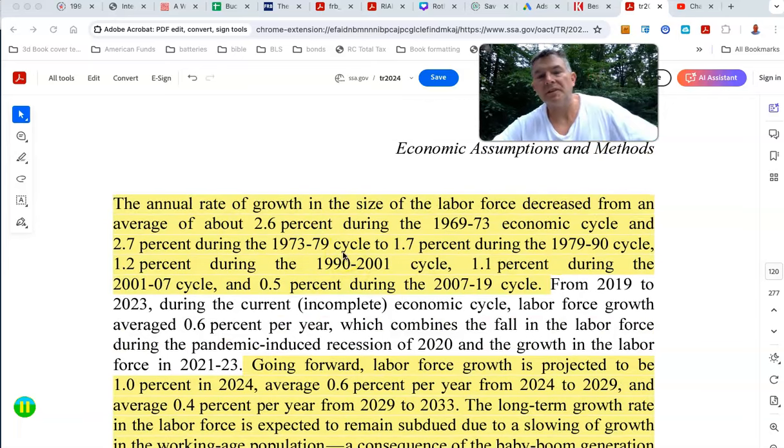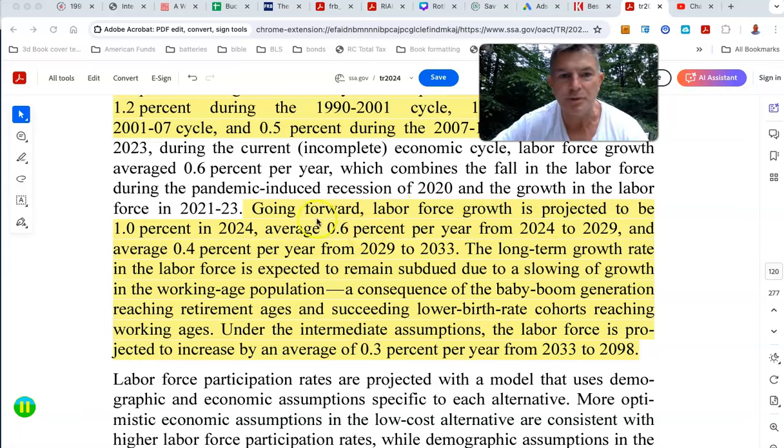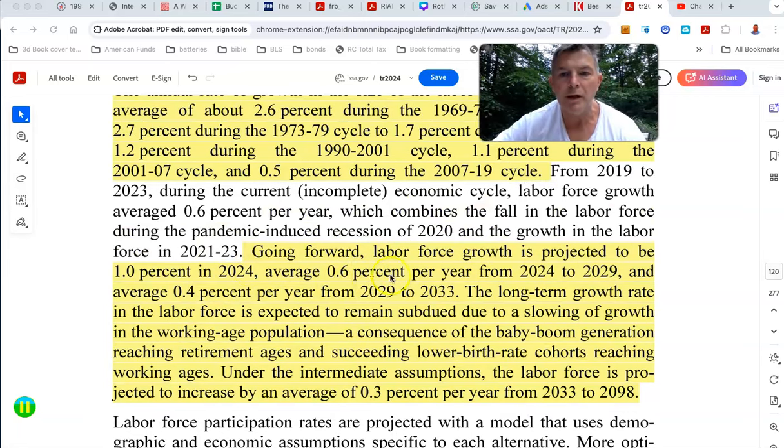The annual rate of growth in the size of the labor force decreased from an average of about 2.6% during the 1969 to 1973 economic cycle to 1.7%. Now all the way down to 0.5%. The annual rate of growth in the size of the labor force went from 2.6 and 2.7 in the 70s to 0.5% in the last 12-year cycles. Crazy. Going forward, labor force growth is projected to be 1% in 2024, but averaging 0.6% for the next 5 years, and then 0.4% for the next 5 years after that.